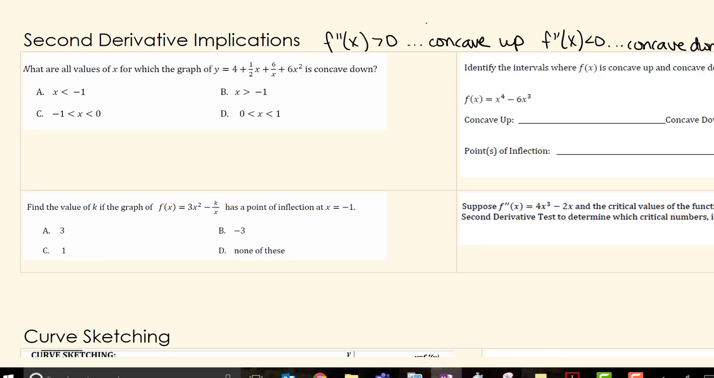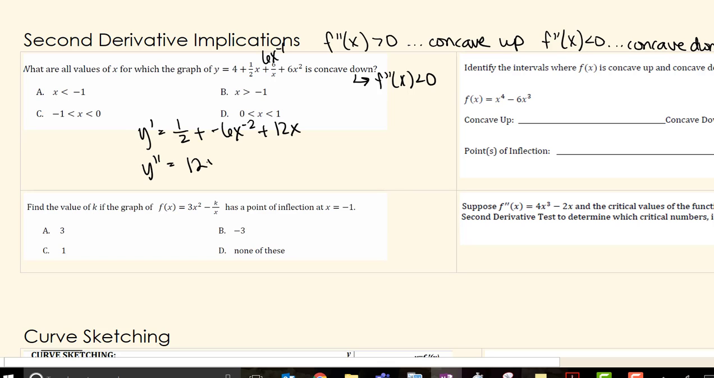What are all the values of x for which the graph of y equals yada yada is concave down? So again, we are looking for f double prime of x being less than 0. So here's my y prime. Let's get that first derivative. We're going to rewrite this as 6x to the negative 1. So that should be negative 6x to the negative 2 plus 12x. So 12x to the negative 3 plus 12.